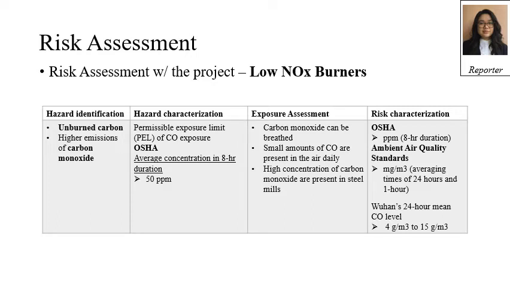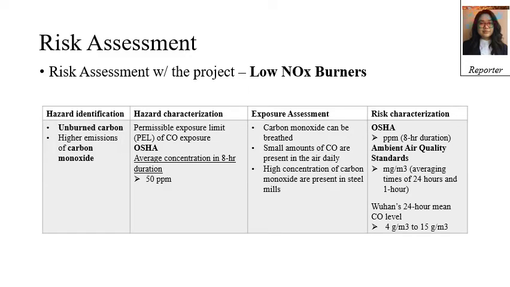OSHA measures the exposure in parts per million for an average of an 8-hour time period, and according to the Wuhan, Hubei, China's real-time air quality index, the 24-hour average of hourly readings is 4 grams per meter cube to 15 grams per meter cube. This is within the OSHA PEL but exceeds the ambient air quality standards of the Republic of China, which is a 4 milligram per meter cube standard CO level for a 24-hour mean.